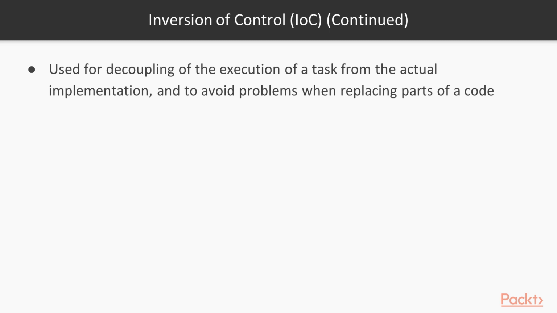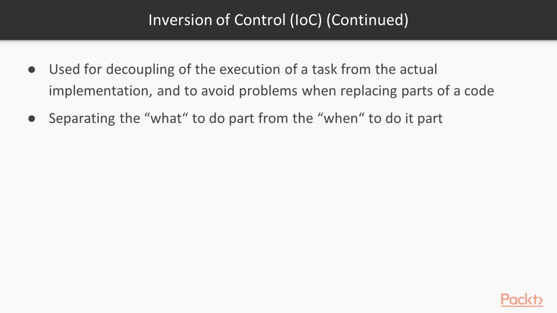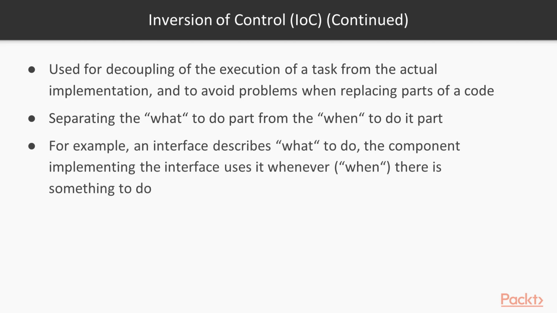One example of basically separating the what to do from the when to do part is interfaces. An interface, as you all know, describes what there is to do, and then the actual component implementing the interface uses it whenever there is something to do, so it takes over the when part. And we're going to later see a little bit of an example that basically shows inversion of control that way.